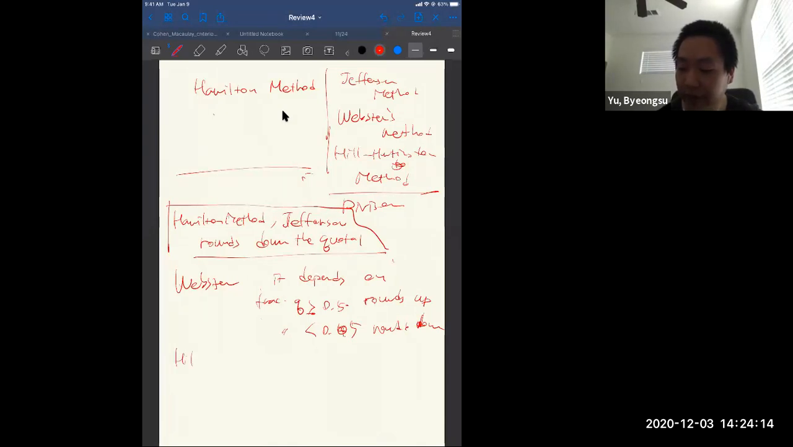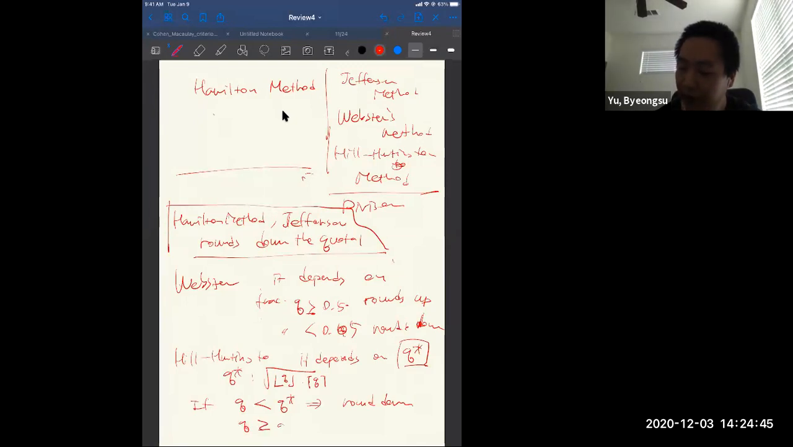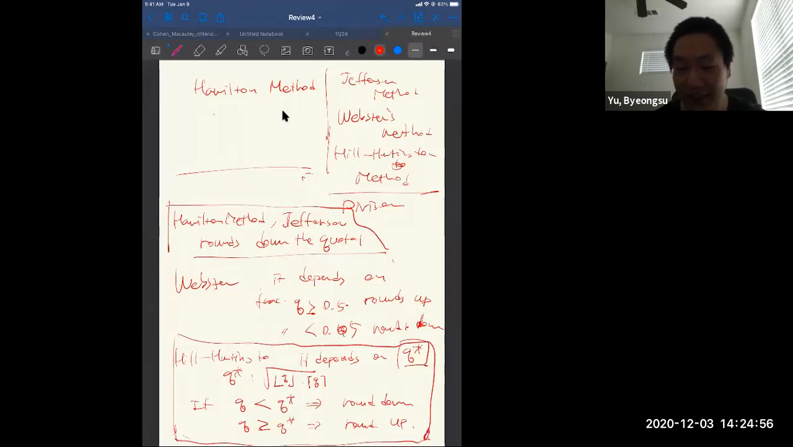And for the Hill-Huntington method, it depends on the geometric mean Q star. Q star is just the square root of the rounding down of Q times the rounding up of Q. If your Q is less than Q star, then round down. But if your Q is greater than or equal to Q star, then round up. Actually, that's what I explained badly in class, so I just want to emphasize it again. So that's the Hill-Huntington method.